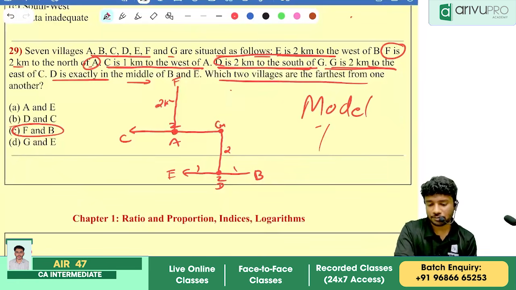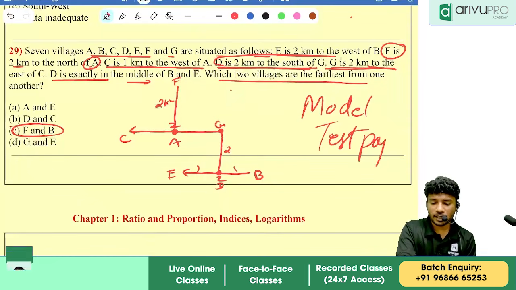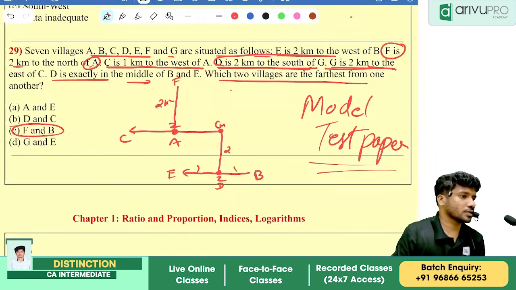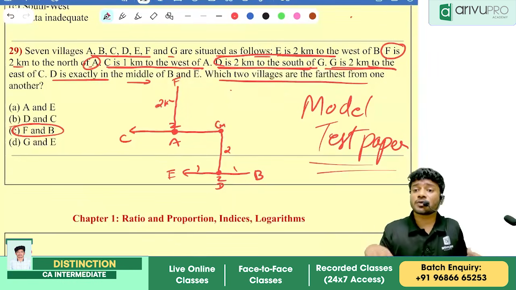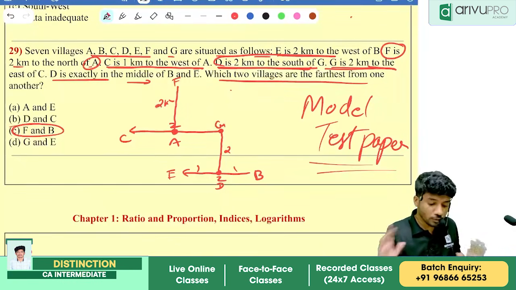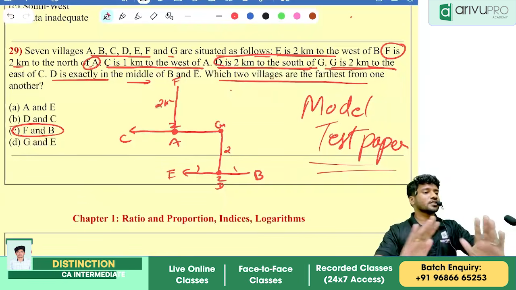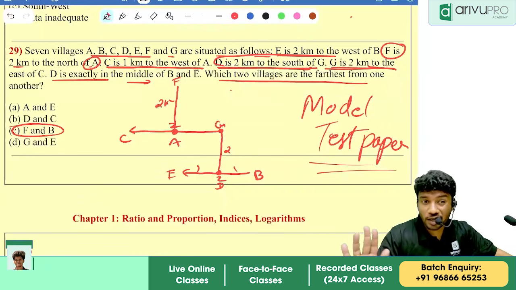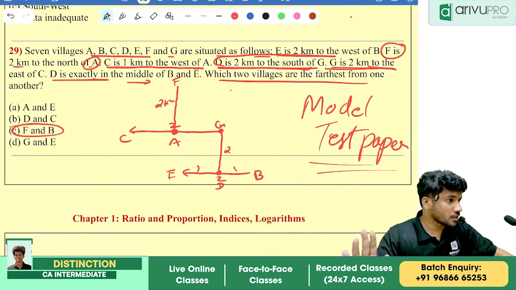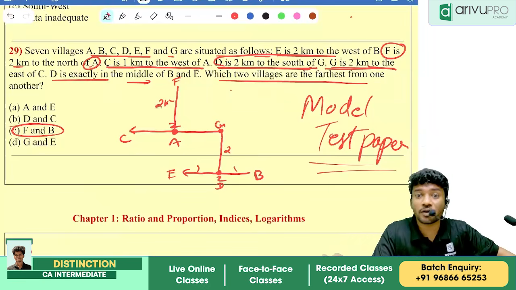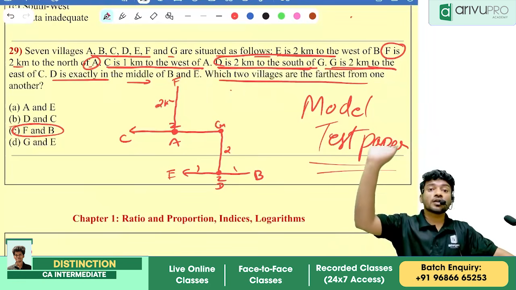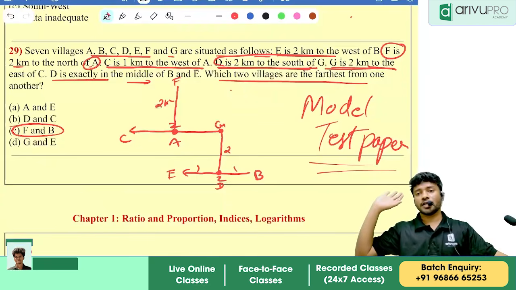Model test paper. We have solved this, so there is a high chance this question will come in the examination. We don't know. So that is your direction test. I hope that you guys are understanding and you learned something new also. It will help you out in the examination. Solve the workbooks properly. Okay.